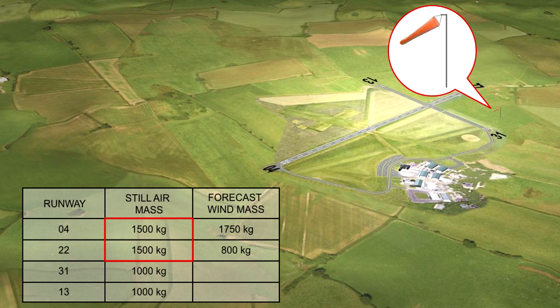However, runway 22 has a tailwind, which will decrease the maximum landing mass to 800 kilograms. Runway 31 and runway 13 both have a full crosswind. Therefore, the maximum landing mass for these two runways will be the same as for still air. If the second dispatch assumption is that the aeroplane will land on the runway most likely to be assigned considering the probable wind speed and direction, then it would have to be runway 04 with a maximum landing mass of 1,750 kilograms.